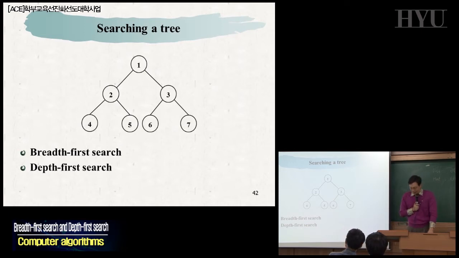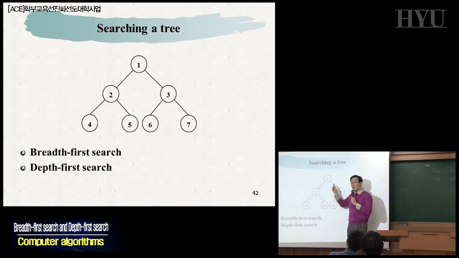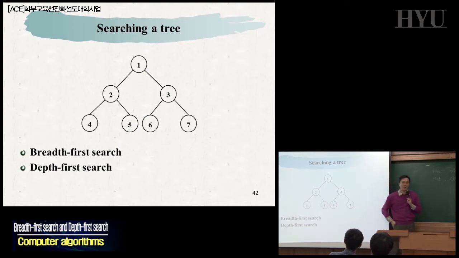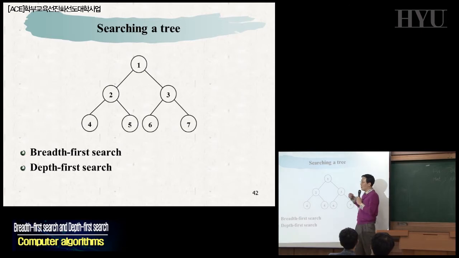DFS. Okay. Enumerate the order of vertices. 1, 2, 4, backtrack, 5, backtrack, and 3, 6, backtrack, and 7. Yes, DFS is, you can go as long as there is an edge unvisited. Otherwise, you backtrack. That's DFS.